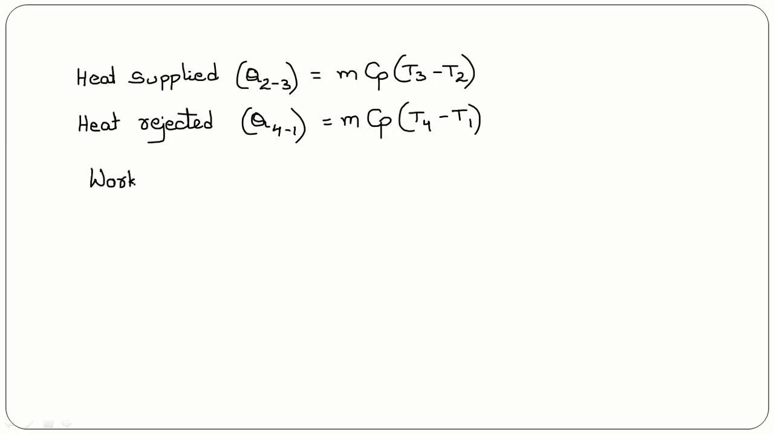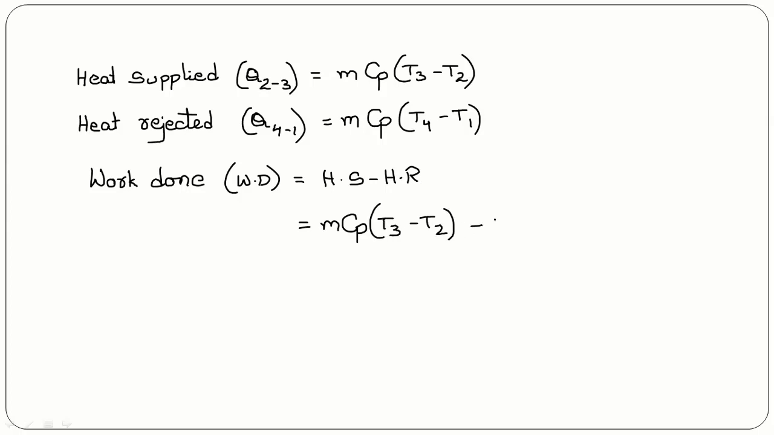Now let us see the work done. So work done is heat supplied minus heat rejected. So we can write this as mCp (T3 minus T2) minus mCp (T4 minus T1), or simply we can write this as mCp (T3 minus T2 minus T4 plus T1).